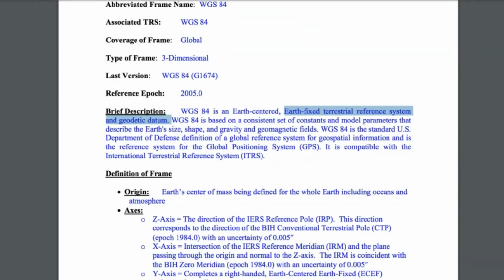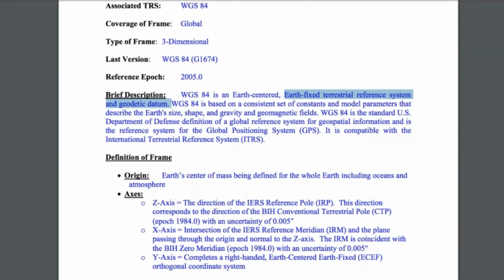And then you think, well, okay, so what is it based on? If it's not moving and it's Earth-centric and geocentric, it's a fixed reference frame, then what's it based on?